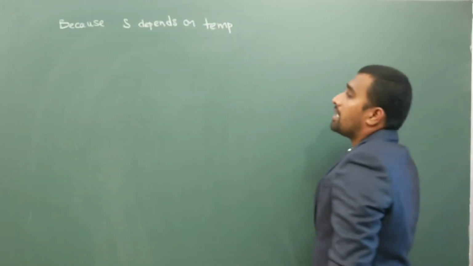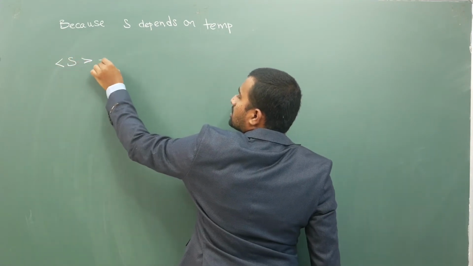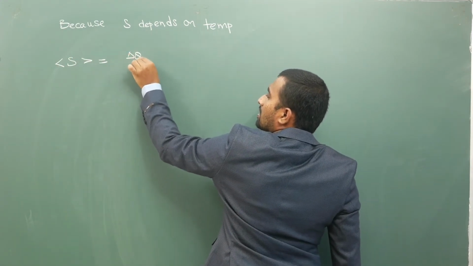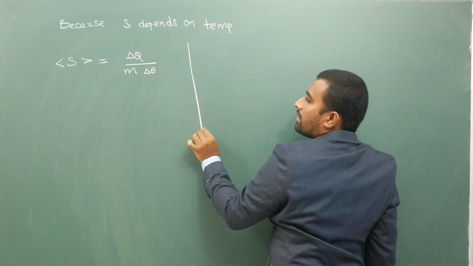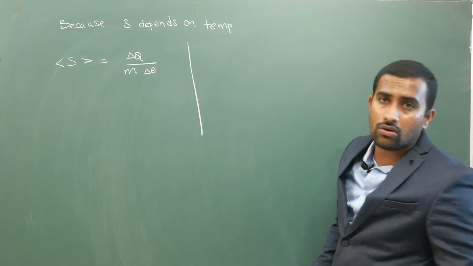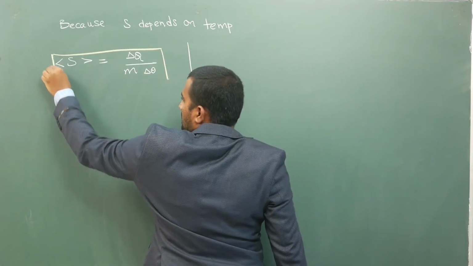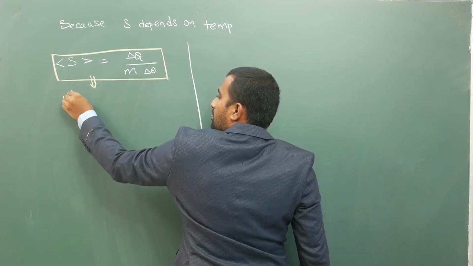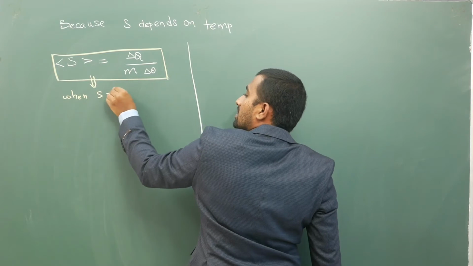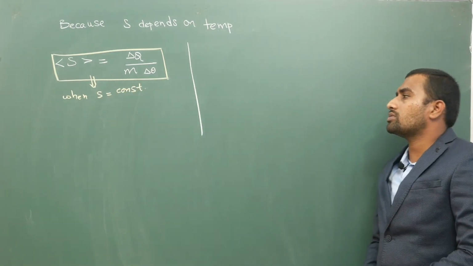So I can define two ways of specific heat. Average specific heat is given by delta Q is equal to m into delta theta. This relation you are going to use when specific heat is constant, not changing with respect to temperature.